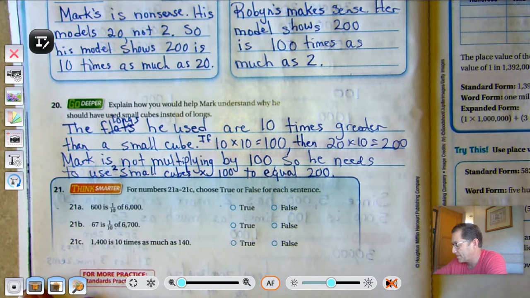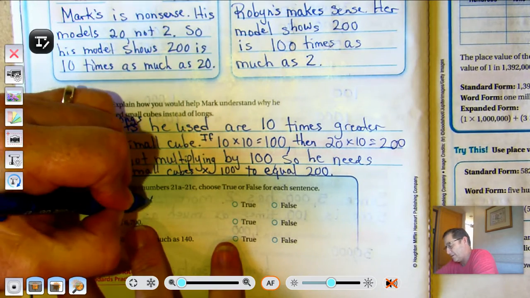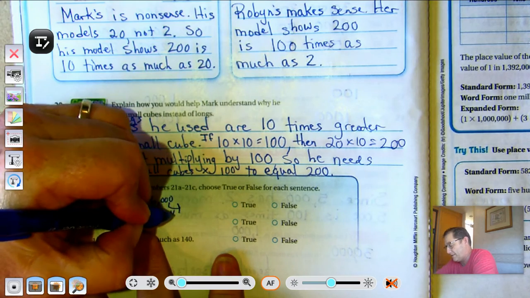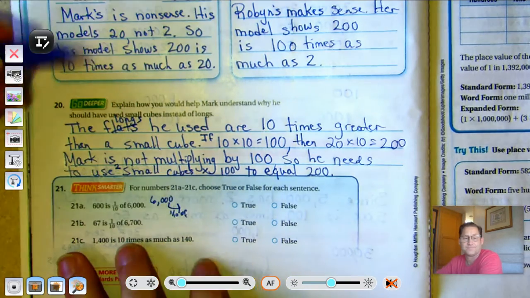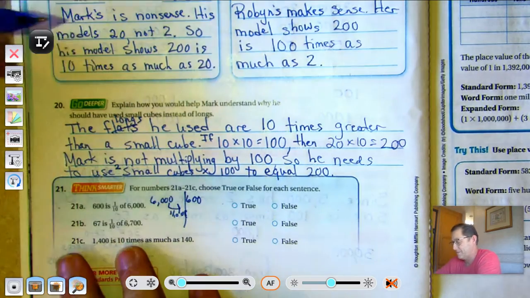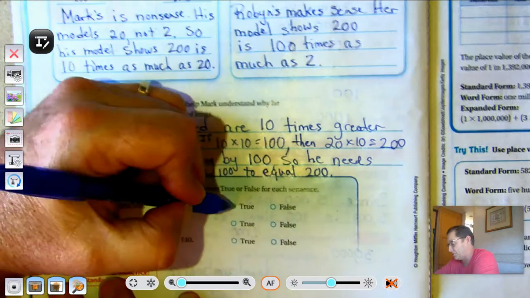All right, 21. Choose true or false for each sentence. 600 is 1/10 of 6,000. So if we're at 6,000 and we move one place value to the right, we'd be at 600. So 1/10 of 6,000 is 600. That's true.